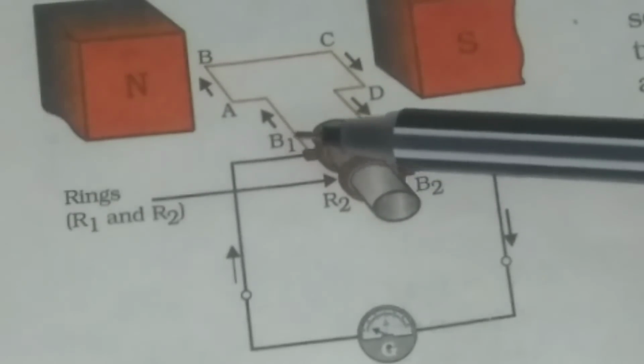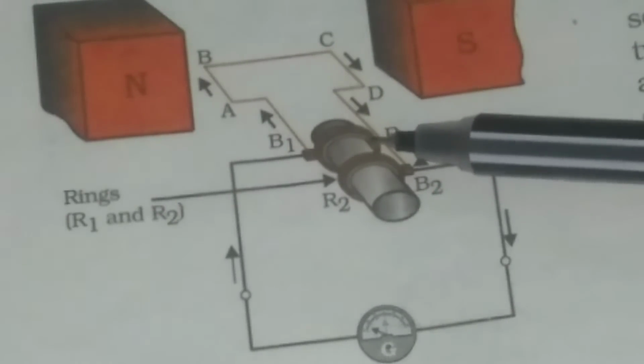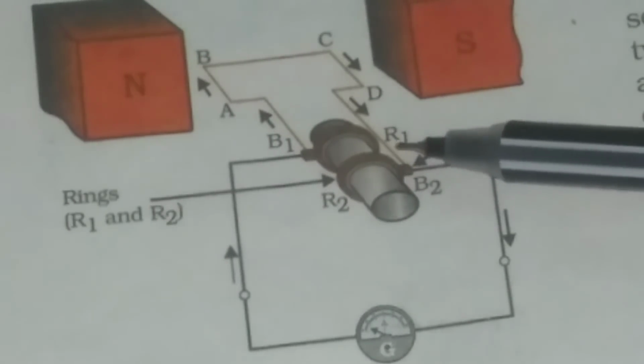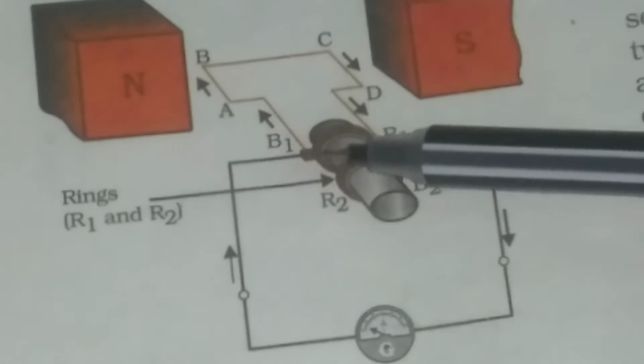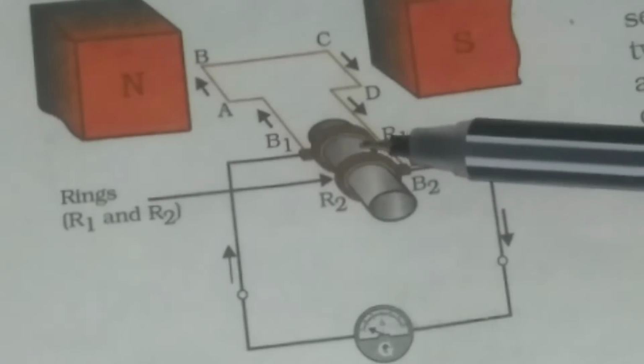So this side will come to this side, so the output will be from here. That means in the previous half rotation, the output is from here, but in this case, the output is from this slip ring. That means the current is terminating.